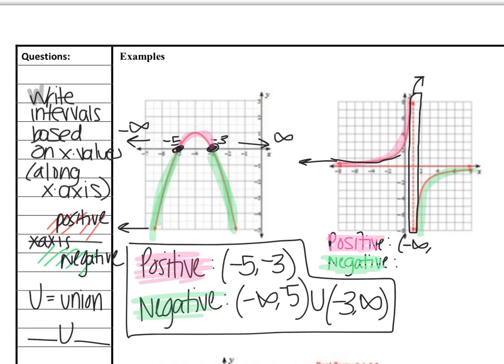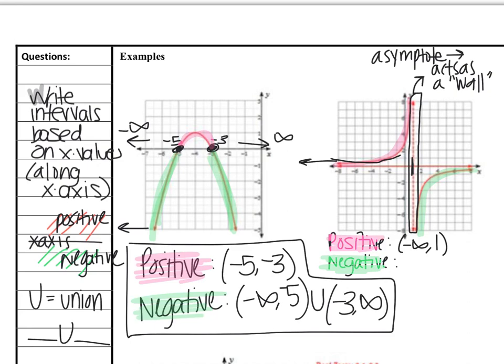This dotted line is called an asymptote. And it acts as a wall. So it's like we can hit this wall, but we can't run through it, kind of thing. Okay, so I'm positive from negative infinity until I hit that wall, and that wall is at x equals 1. So I hit the wall and I have to stop for a minute.